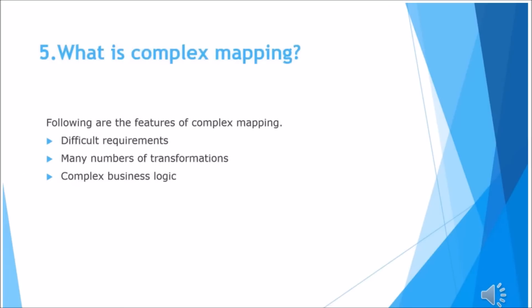The fifth question is, what is complex mapping? If a mapping contains the following features, we call it a complex mapping. The first one is that it should have difficult requirements, the second one is that it should contain many transformations, and the third one is complex business logic.